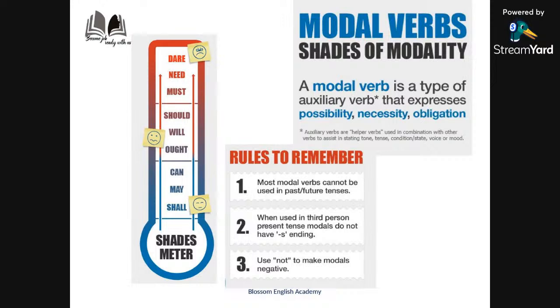And in order to make negative sentences, you just have to add not to a modal verb. For example, she can swim means she has the ability to swim. But when we say she cannot swim, it means she doesn't have the ability to swim. It's the negative sentence, and to turn the sentence negative, you just have to add not to your modal verb.